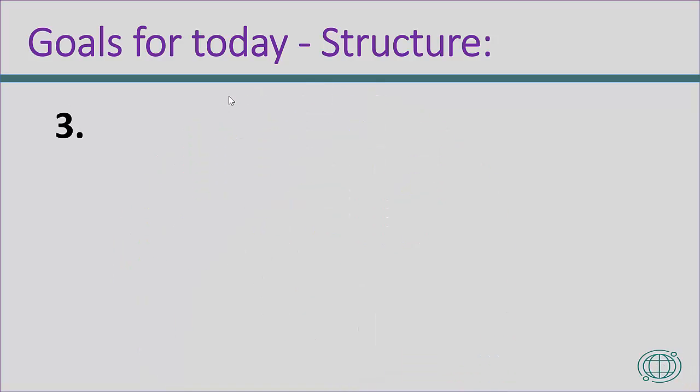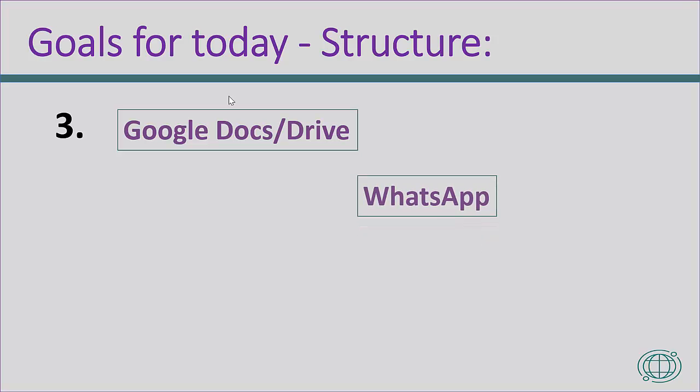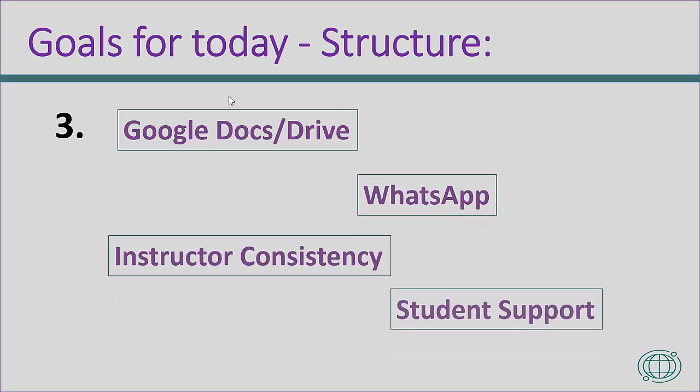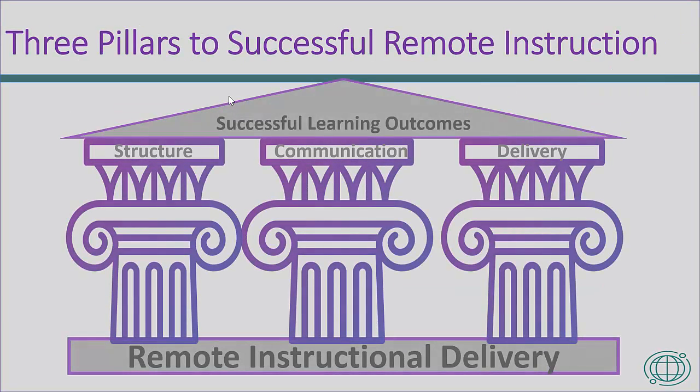And we've looked at other ways in which consistent structure can be accomplished by use of tools such as Google Docs, WhatsApp, instructor consistency, and student support. With this understanding of the importance of structure, let's now take a look at the ways to optimize communication to ensure success. Please view the next video, Communication, Pillar 2, to learn more.